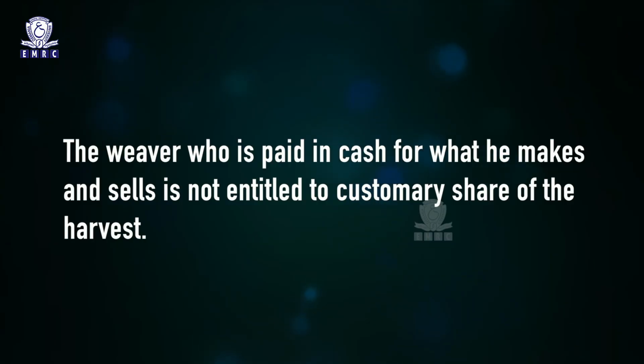Understanding the pattern of working relationship. The pattern of working relationship existing in the Jajmani system is described in different ways by different sociologists. Sometimes the relationship between two or more castes based on supplying a few things may only be contractual, but not Jajmani. For example, the weaver who is paid in cash for what he makes and sells is not entitled to a customary share of the harvest. He is not a Kamin and the purchaser is not his Jajman.